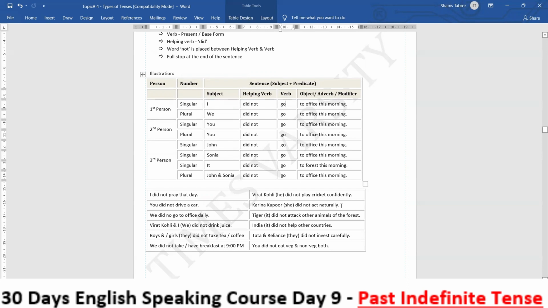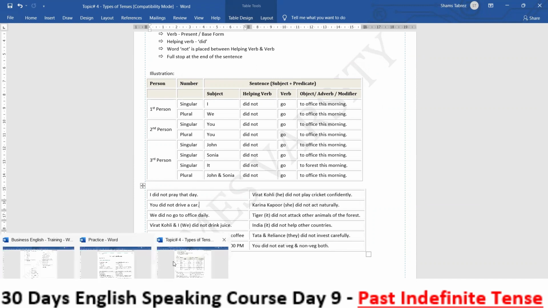This is one more. Similarly, in the latest film of Kareena Kapoor, if we are not happy with her performance or acting, we can say Kareena Kapoor didn't act naturally in that film, as usually she acts very actively. Like this, in this way, negative sentences can be made. Okay, now let's make some sentences.